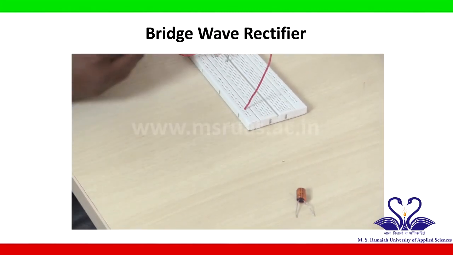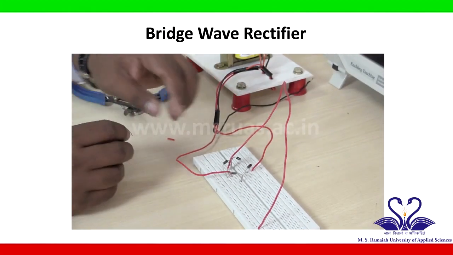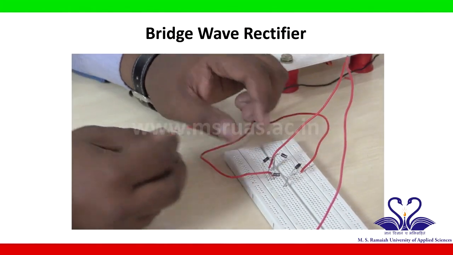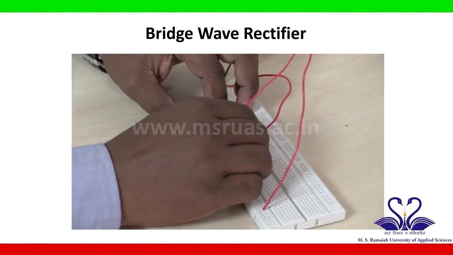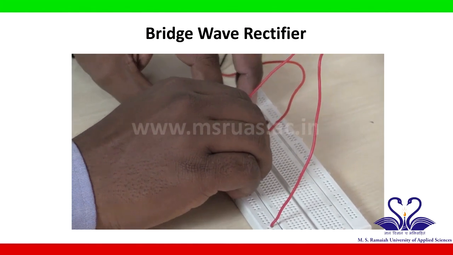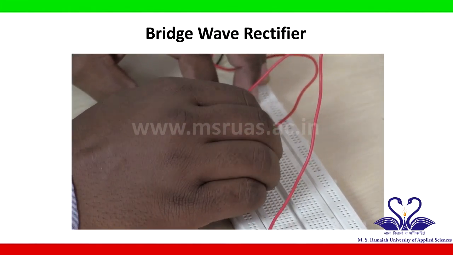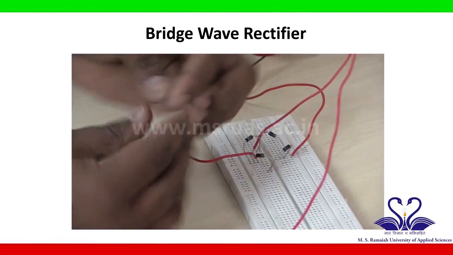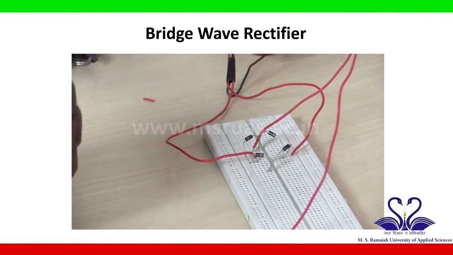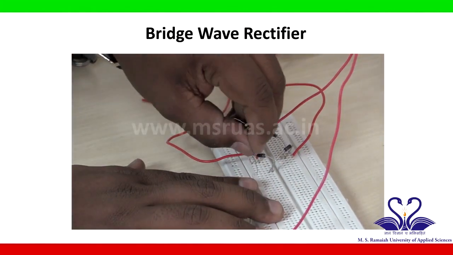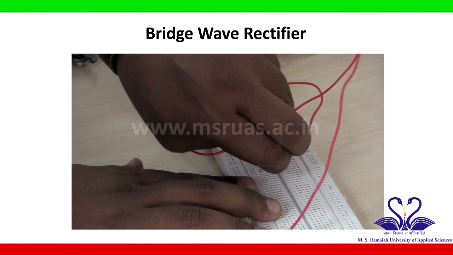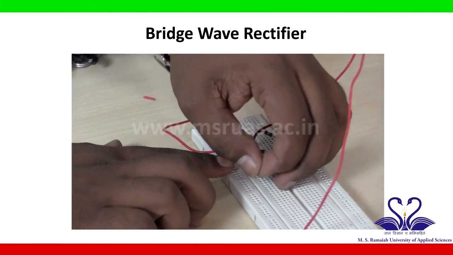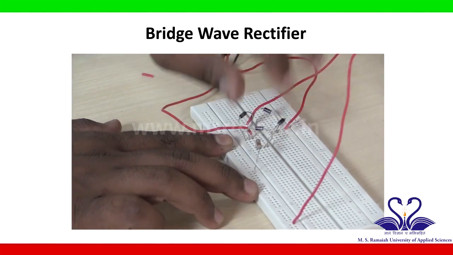Then a 1K resistor is connected to the N and N shorted end of diode 2 and diode 4. So, I will connect a resistor to the shorted end, one terminal. Another terminal of the resistor is connected to the ground. So, this is a ground line. I am connecting it to the ground.